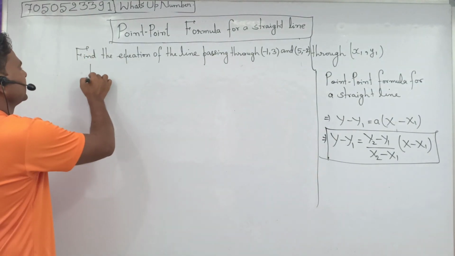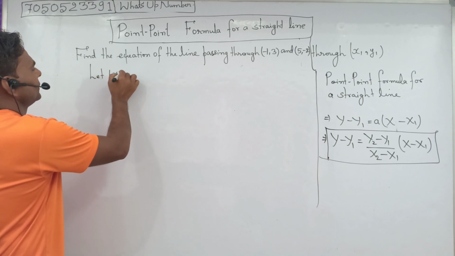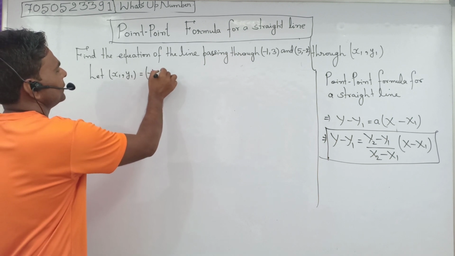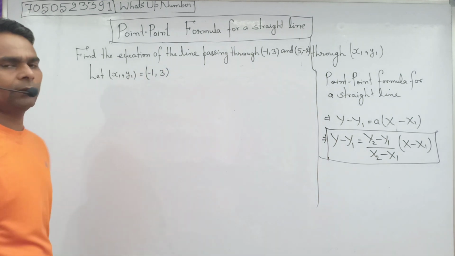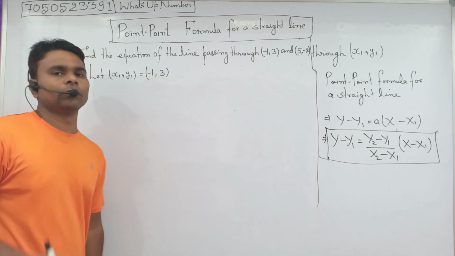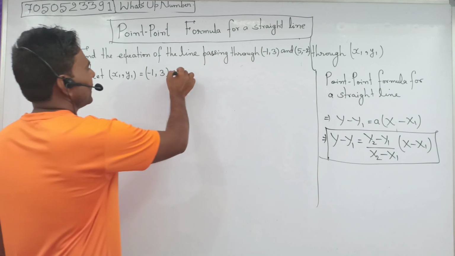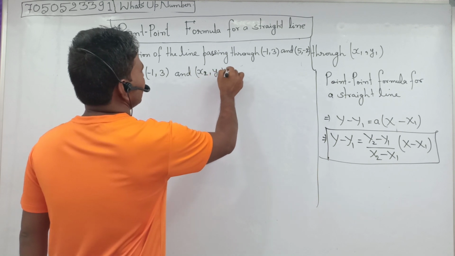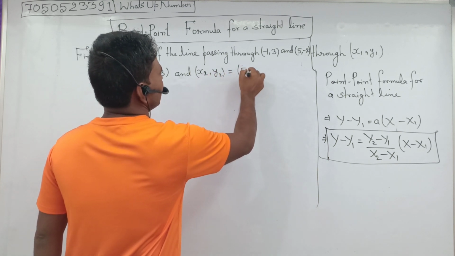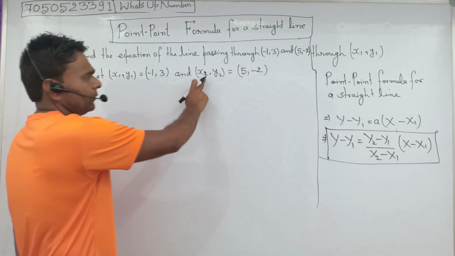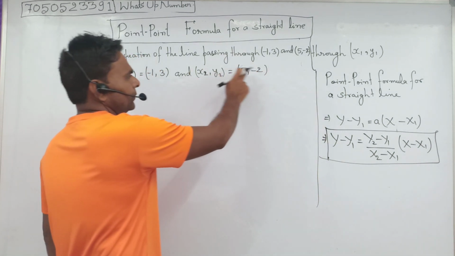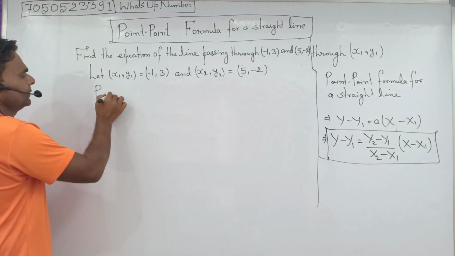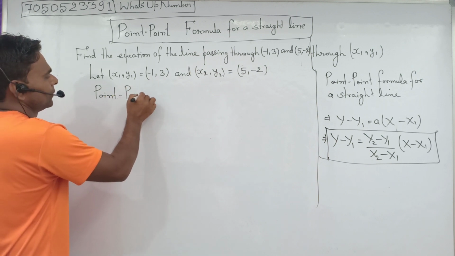Okay, let (x1, y1) equal (-1, 3). -1 is the value of x1, 3 is the value of y1, and (x2, y2) equal (5, -2). The value of x2 is 5, the value of y2 is -2. And the point-point formula gives us the formula.